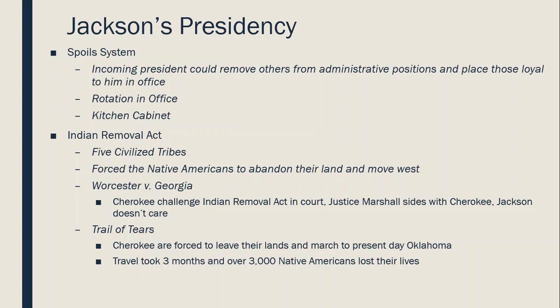So Jackson directly challenges a Supreme Court decision and ends up completely ignoring it and forcing the Cherokee out regardless of the verdict in Worcester versus Georgia. And this forced removal of the Cherokee became known as the Trail of Tears. They're forced to leave their lands. They have to march about a couple thousand miles to get to Oklahoma. The travel took about 3 months. And over 3,000 Native Americans are going to lose their lives on the trail alone.